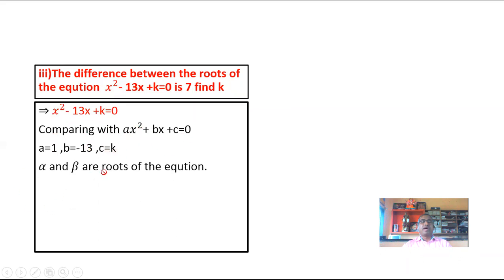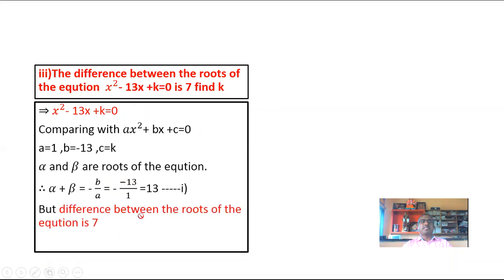Alpha and beta are roots of the equation. The relation between roots and coefficient: alpha plus beta is equal to minus b upon a. This is a minus sign. The value of b is equal to minus 13 upon 1. The minus becomes a plus. Therefore, alpha plus beta is equal to 13. Equation number 1.